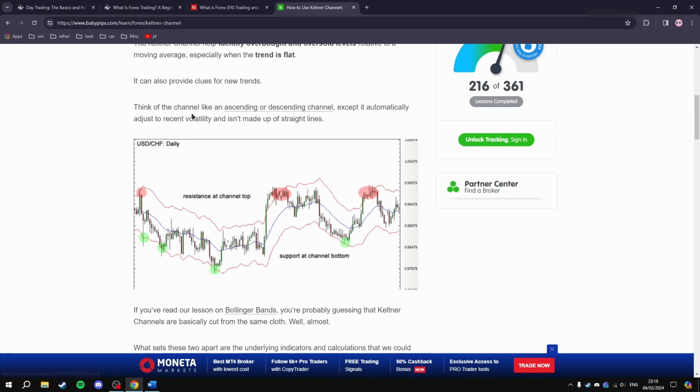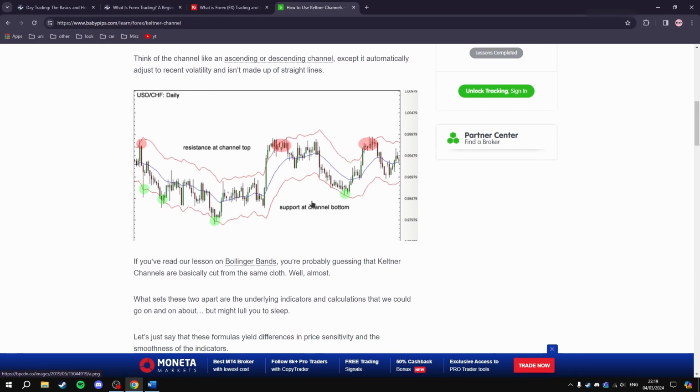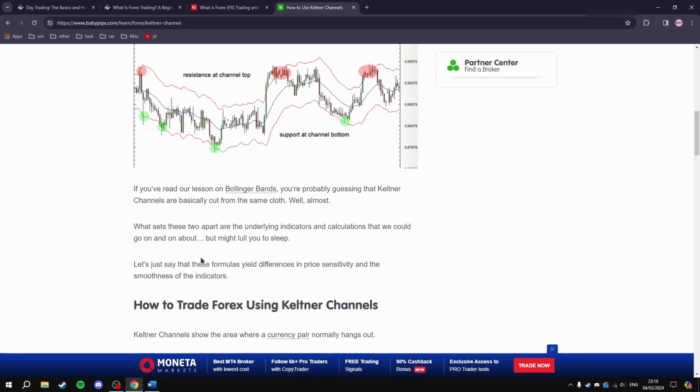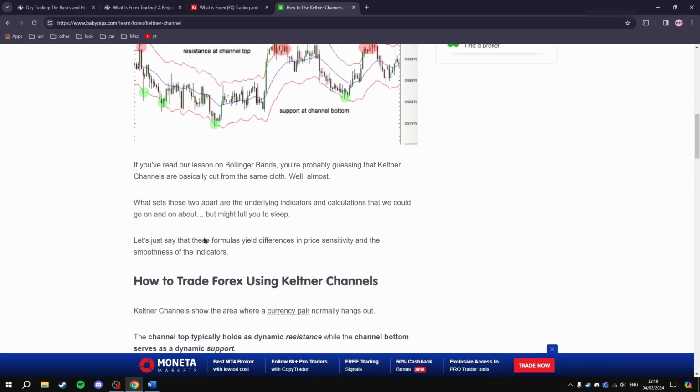Think of the channel like an ascending or descending channel, except it automatically adjusts to recent volatility and isn't made up of straight lines. Resistance at the top, support at the channel bottom, so bounce, bounce, bounce. If you read our lesson on Bollinger Bands, you're probably guessing that Keltner channels are basically cut from the same cloth. Well, almost. What sets these two apart are the underlying indicators and calculations that we could go on and on about, but might lull you to sleep. Let's just say that these formulas yield differences in price sensitivity and the smoothness of the indicators.